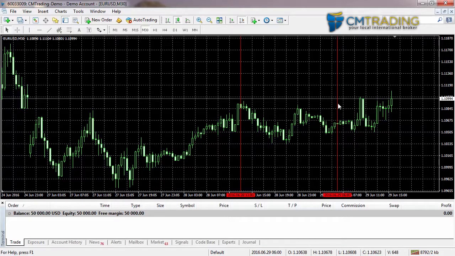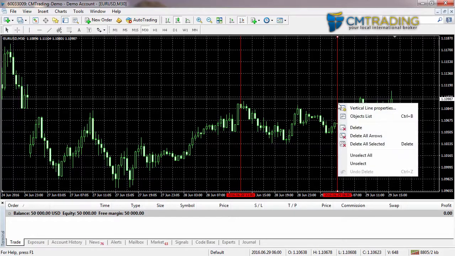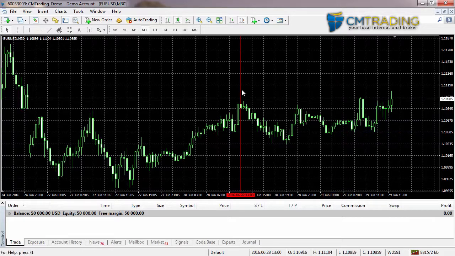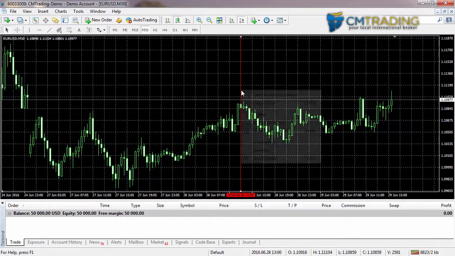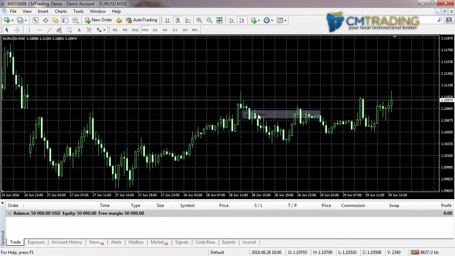If you want to get rid of the line, one way is to double click. So now it is selected, and then press the delete button on your keyboard. Or you can right click and select delete. Let's do that for this one as well. We're going to double click to select the line, right click, and then delete. So now I've removed both of those lines.